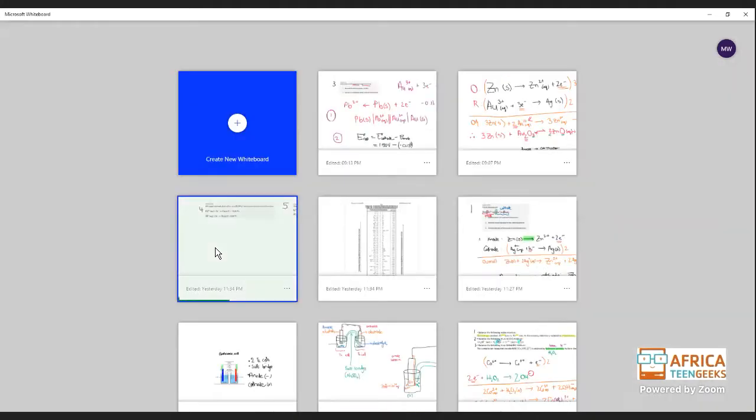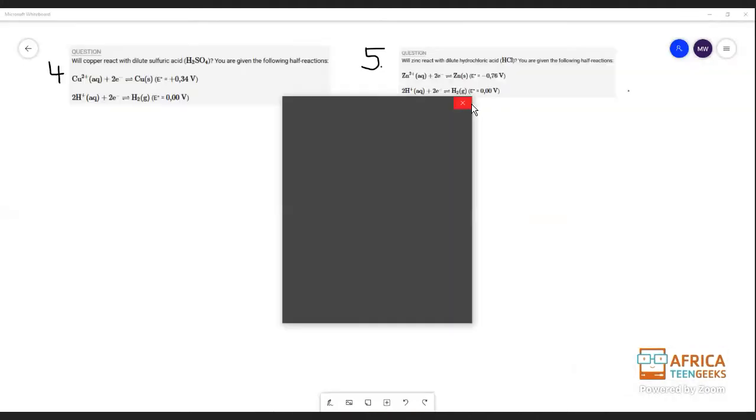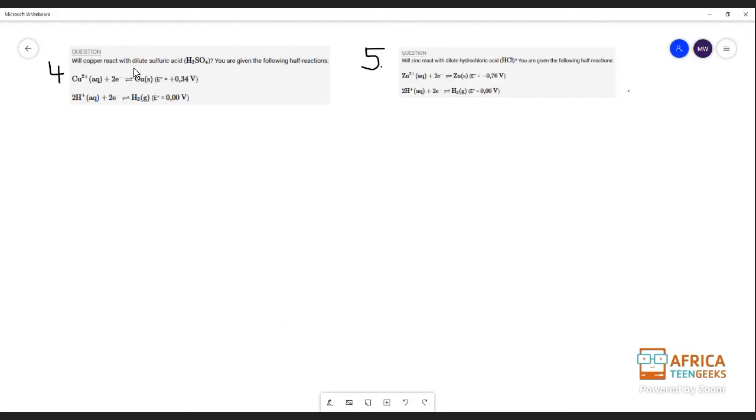The second example, they tell you that will copper react with dilute sulfuric acid, you are given the following half reactions. Then they give you the copper half reaction and they give you the hydrogen half reaction and the values for it. So the first thing that you should realize, this over here has a positive value, which means that it would be oxidized.